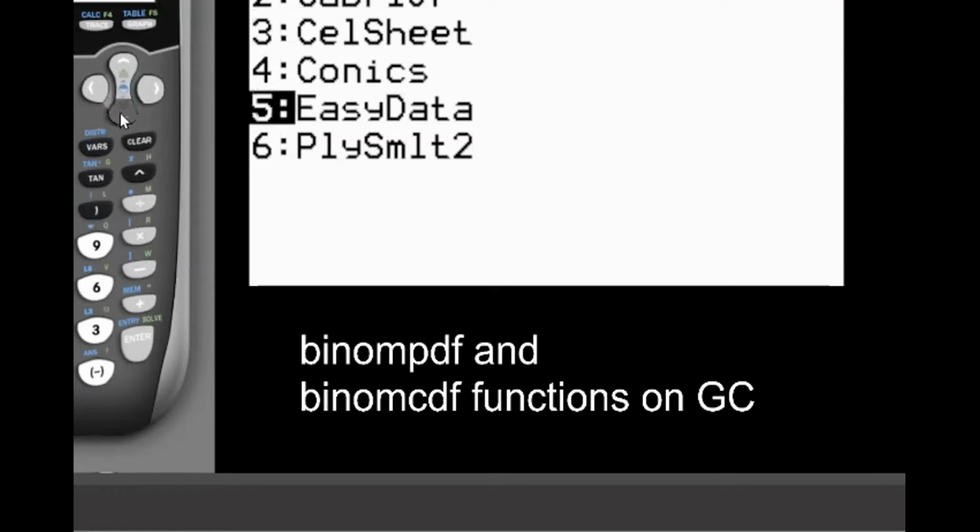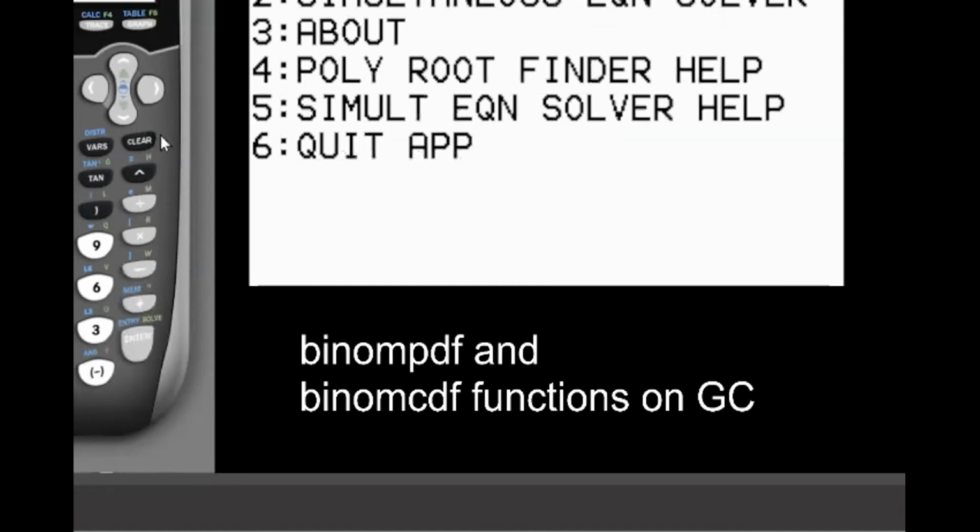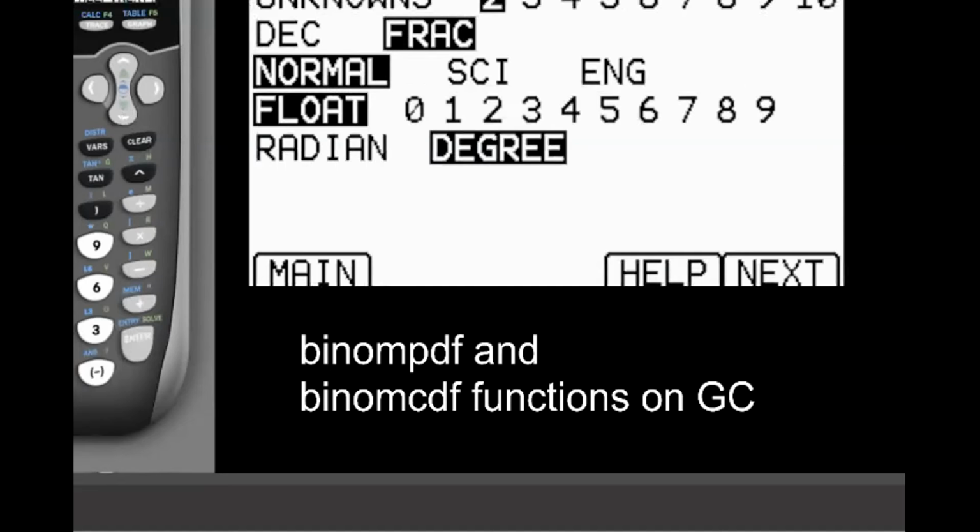I think it could be a different number on your calculator. Mine is number 6. Poly simultaneous equation number 2. Enter. Enter. Then you want to select simultaneous equation solver number 2. Then 2 variables in 2 unknowns. So 2 equations, 2 unknowns. Selected already, just nice. This decimal or fraction doesn't matter. Normal mode is okay. Float doesn't matter. Radian or degrees, here we are not looking at trigo, so it's fine, doesn't matter. Press next. Then just key in.